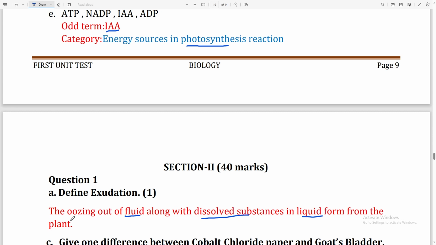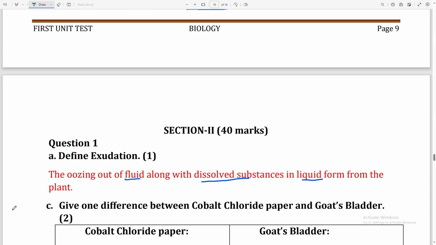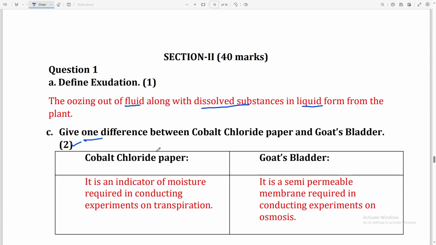It carries 1 mark. Give one difference between cobalt chloride paper and goat's bladder. It is asked here to mention one difference, but it consists of 2 marks. So you have to mention a valid point which can get 2 marks, but you have to write only 1 point of difference. So in case of cobalt chloride paper, it is an indicator of moisture required in conducting experiments on transpiration. Goat's bladder, it is a semi-permeable membrane required in conducting experiments on osmosis.